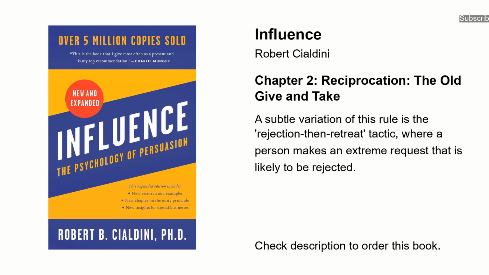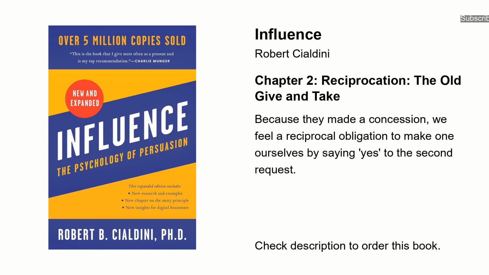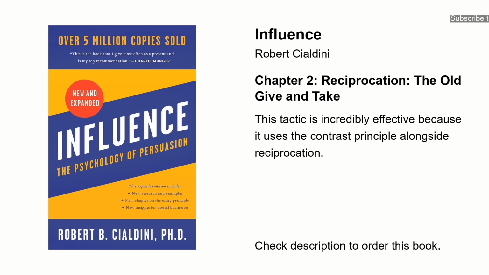A subtle variation of this rule is the rejection then retreat tactic, where a person makes an extreme request that is likely to be rejected. After the rejection, they make a smaller, more reasonable request, which we perceive as a concession. Because they made a concession, we feel a reciprocal obligation to make one ourselves by saying yes to the second request. This tactic is incredibly effective because it uses the contrast principle alongside reciprocation.